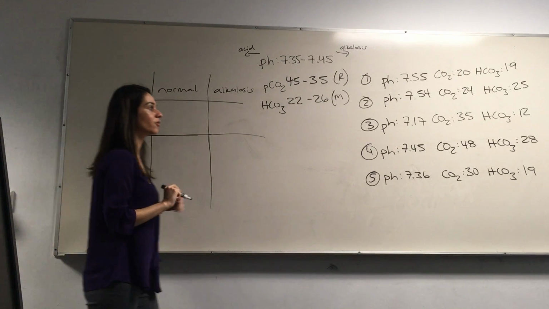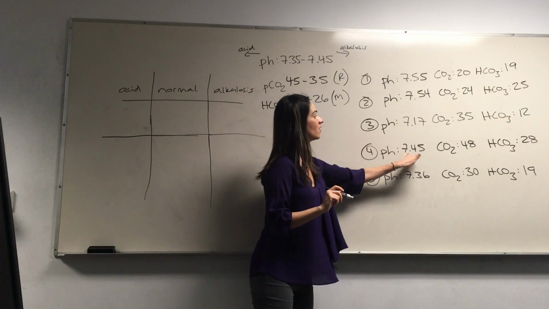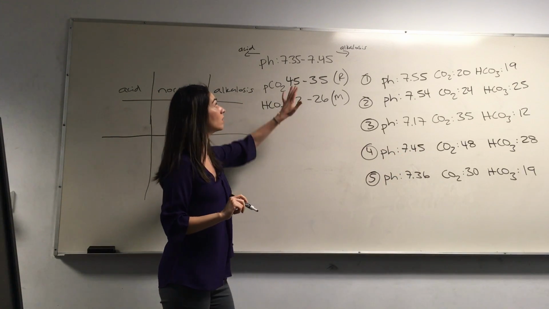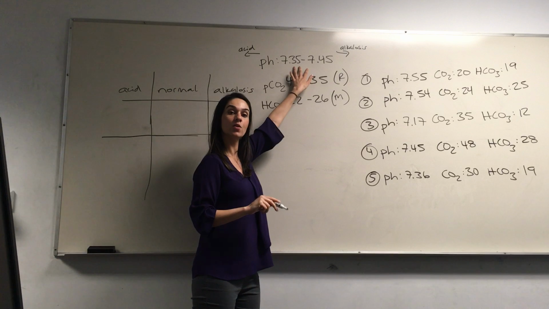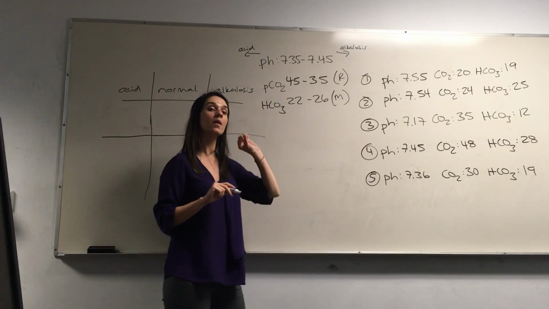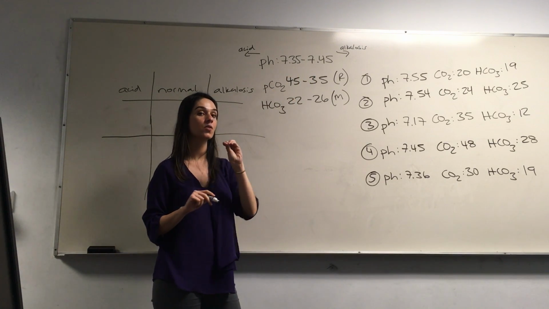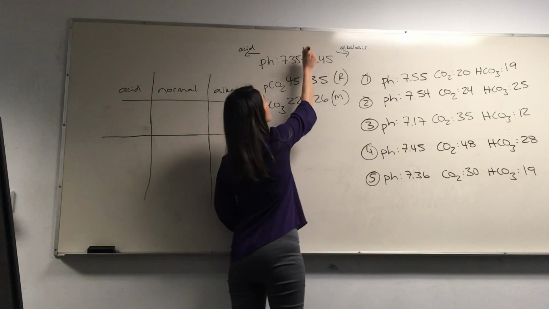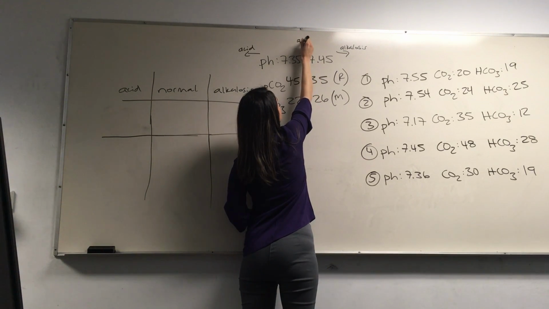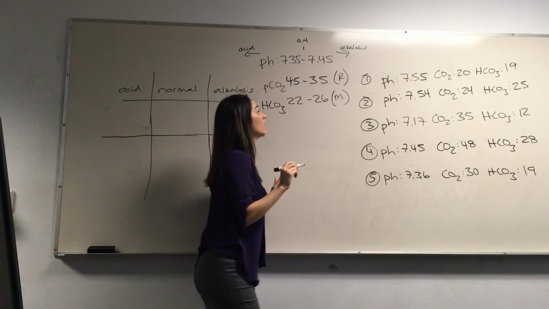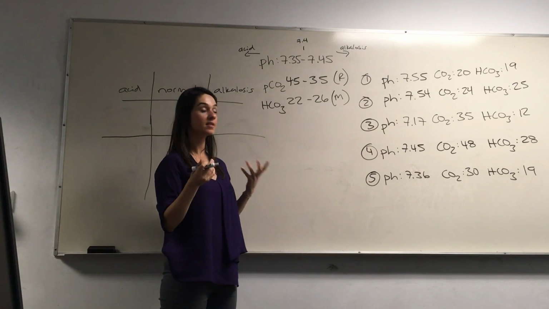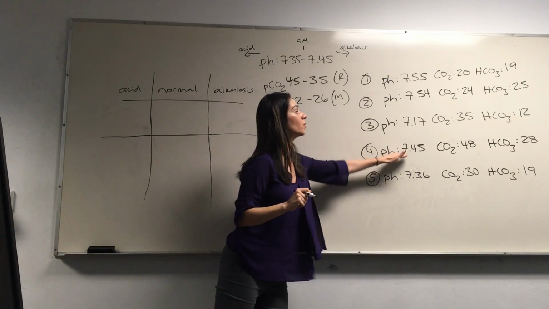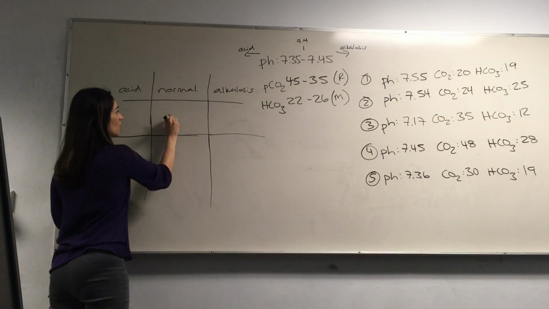Let's move on to number 4. So 7.45. Well, look, that is in your normal range. What I want you to do when it's in the normal range, I want you to put a little tick mark and write 7.4, okay? But our pH is in the normal range, so we have to put our pH in the normal box.